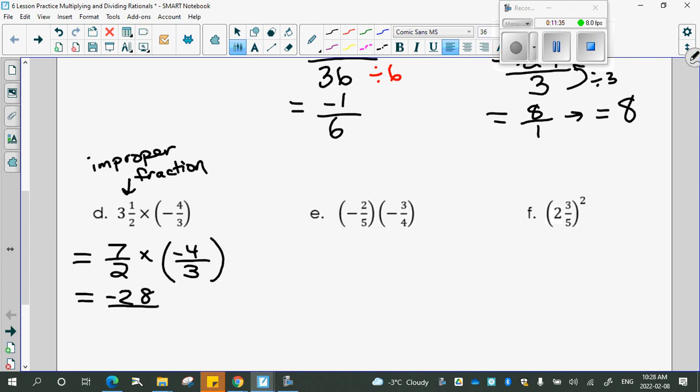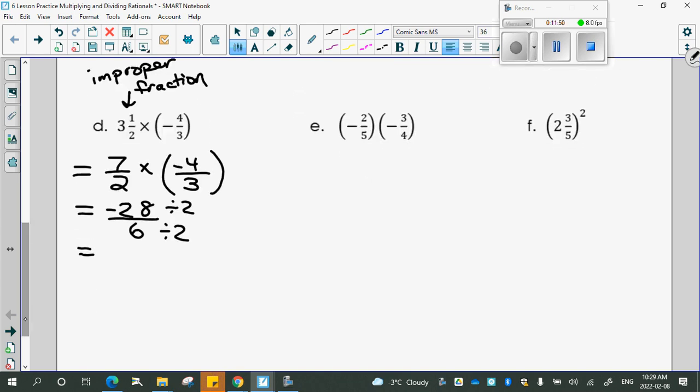So 7 times negative 4 is negative 28, 2 times 3 is 6. And then see if we can reduce. If they're both even numbers, what do I know goes into both of them? Molly, 2. So negative 28 divided by 2 is negative 14. 6 divided by 2 is 3.